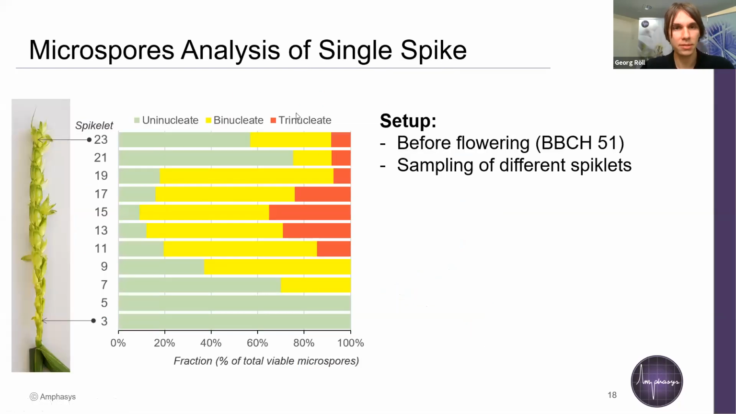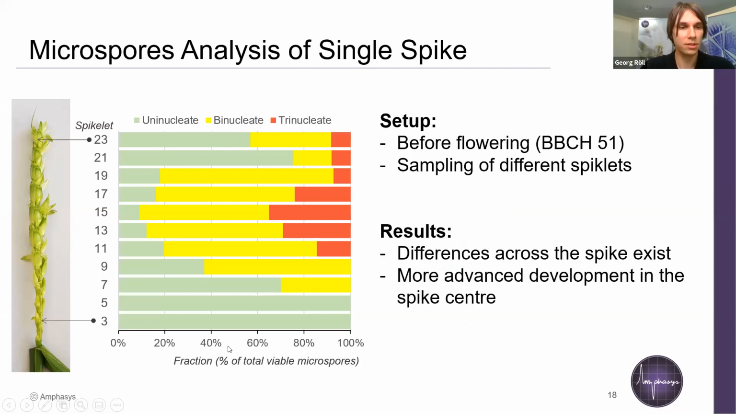And we performed these tests on one spike here over several different spikelets right before flowering. It was at BBCH 51. And what we found is that differences across the spike exist. And you can see the same that I showed you at the beginning, that the most developed cells are in the center of the spike. You can see here also the biggest part of trinucleate. And if you go to the top or the bottom, you find the most uninucleate. And what you can do, basically, is sample in these areas in order to increase uninucleate yield.